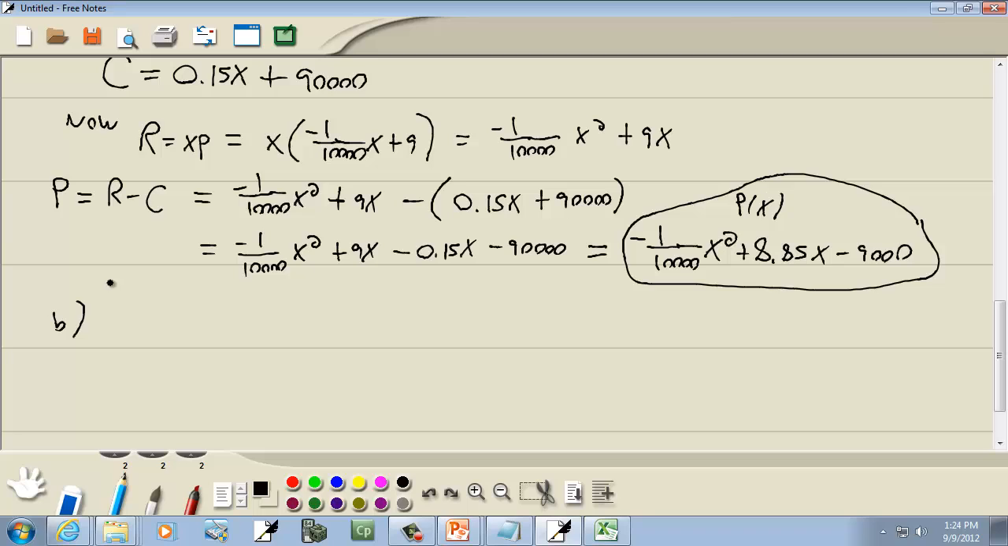Well, we need to find our derivative, the derivative of P with respect to x. So we take the derivative of what we just found. Take our power, put it out in front, and we get negative 2 over 10,000 x plus 8.85, which reduces, that's negative 1 over 5,000 x plus 8.85.